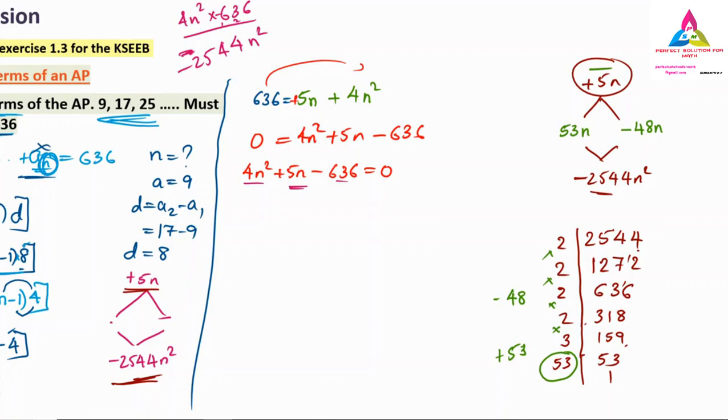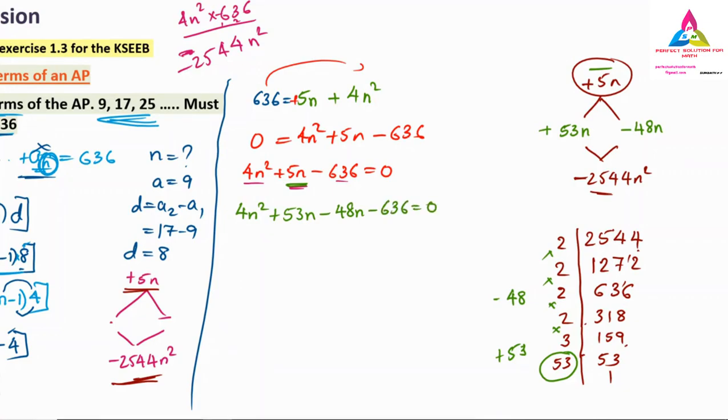It is easy actually, but we have to concentrate and solve it correctly. If you miss one number also, it will give the wrong answer. Remember that, and next you have to continue. This 4n square we have to write down as it is. Instead of 5n, what do I have to write? These are the two new numbers: plus 53 and one more is minus 48. So plus 53n, minus 48n, minus 636 is equal to 0.